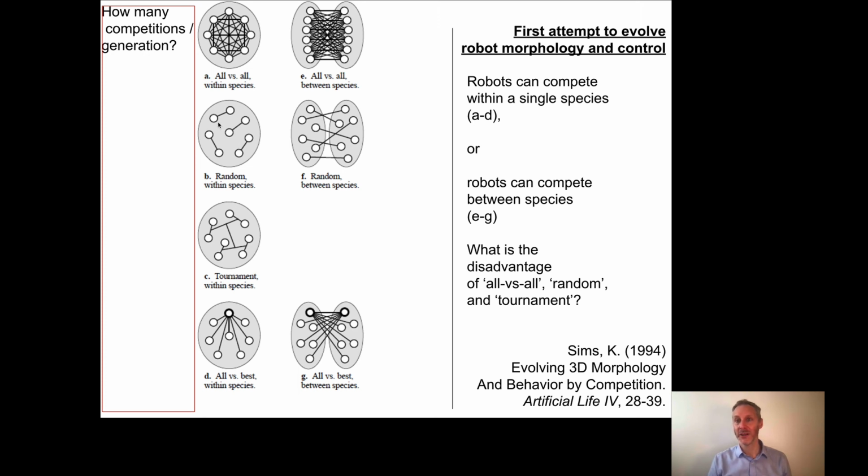Sims also did not use B. Great advantage here in that it requires relatively few simulations. But if we're trying to assign fitness to all the individuals in here, you lose a lot of possible solutions, or at least possible information. You know how this individual did competing against this individual, but you do not know how this individual did competing against this individual. A lot of information is lost here.